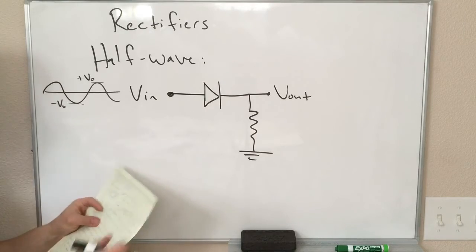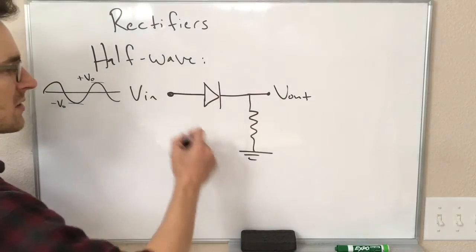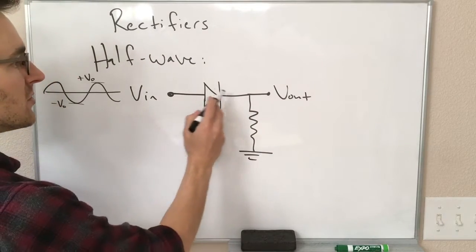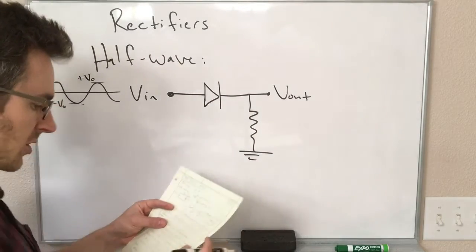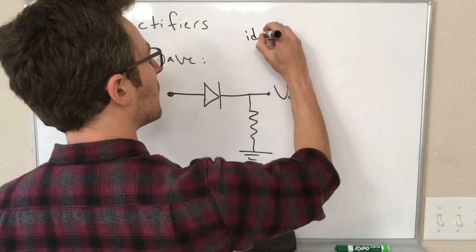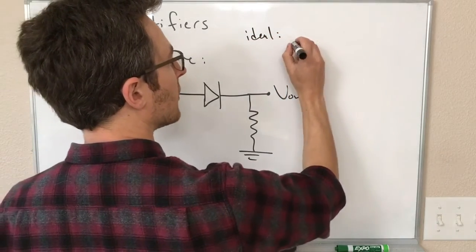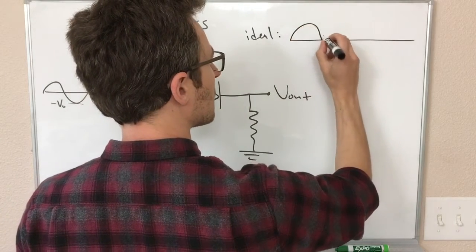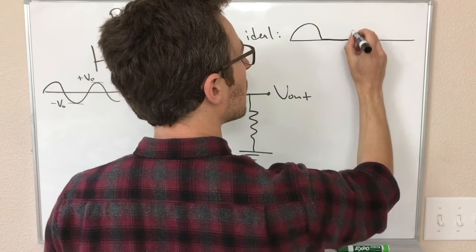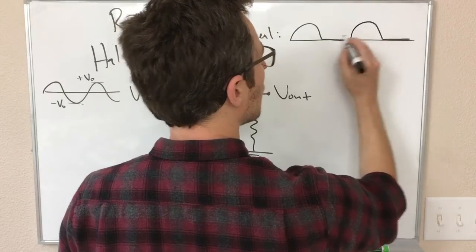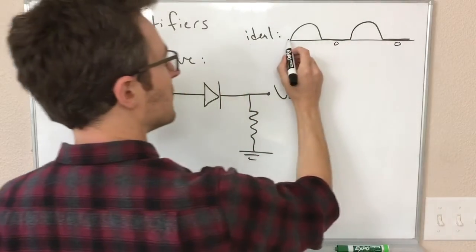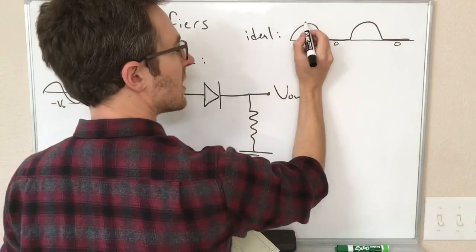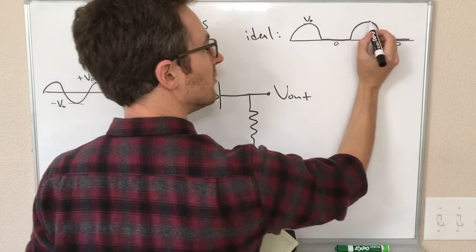So our output voltage over here, if we treat this as an ideal diode, so that there is no drop in the forward direction, we're going to end up with something like this, where this is 0 volts, and this is exactly following the top half of each of these sine waves and is going right up to V naught.